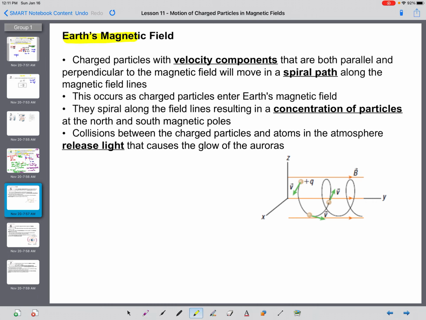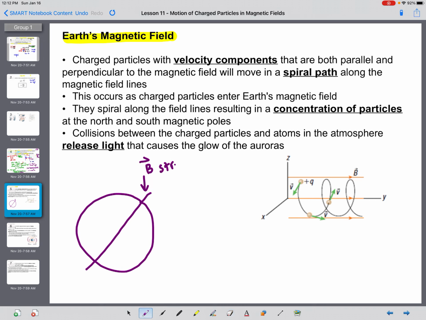Basically, you know that our Earth has a magnetic field, and we already talked about that our Earth's magnetic field is going to be the strongest at the poles, right? So Fm is the magnetic field. Okay, basically any charged particle that has a velocity parallel and perpendicular to the magnetic field moves in a spiral path. So they're talking about the electromagnetic spectrum that we're talking about.